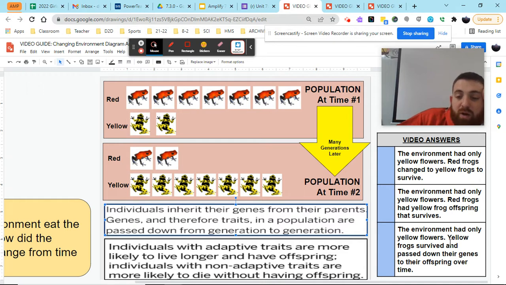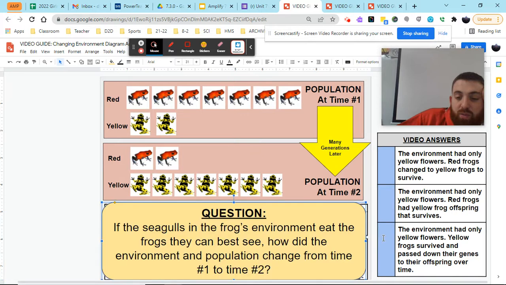The environment had only yellow flowers. Yellow frogs survived and passed down their genes to their offspring. 100% that is the correct answer. Option number three best explains what's happening to our population over time.